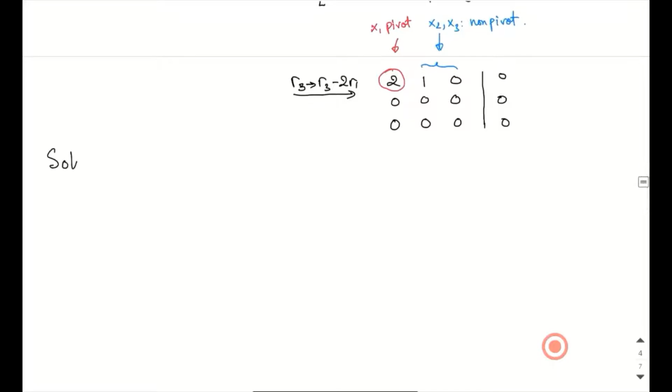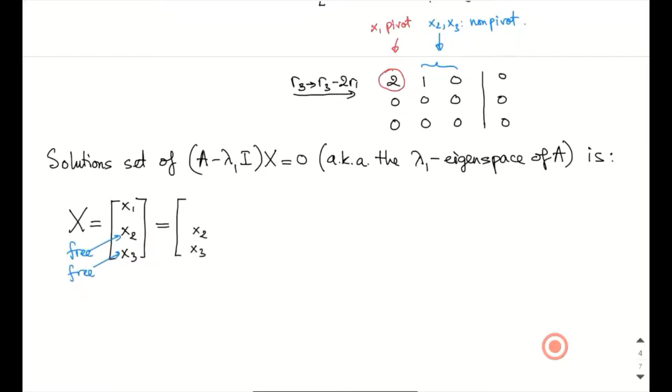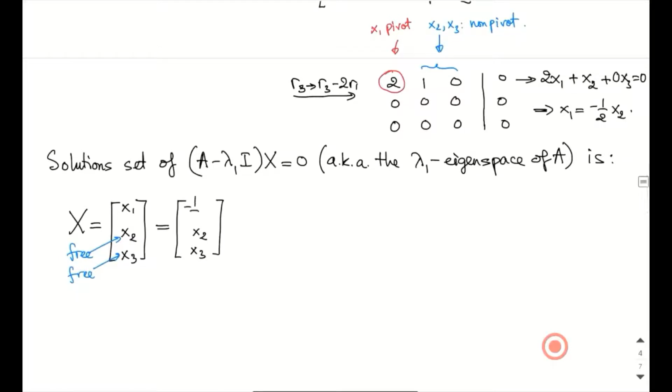Right. So this means that the solution set of A minus lambda 1 I times x equals 0 is also known as the lambda 1 eigenspace of the matrix A. So this solution set is of the form x1, x2, and x3, where we know that x2 and x3 are non-pivot. So x2 and x3 are free. But then x1, you have to compute using this equation. This equation means that 2x1 plus x2 plus 0x3 is equal to 0. And so it implies that x1 is negative 1/2 x2.